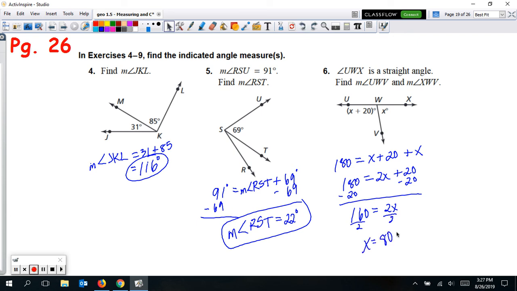And then when we plug it back into this one that just has x degrees, that is 80 degrees. So the measure of XWV is equal to 80 degrees. And then this one's going to be 80 plus 20, which would be 100 on that side. So the measure of angle UWV is 100 degrees. Now notice I'm putting measure here when I'm trying to tell them what the degree is. So when you're actually saying how many degrees it is, you write the little letter M in front to show measure.